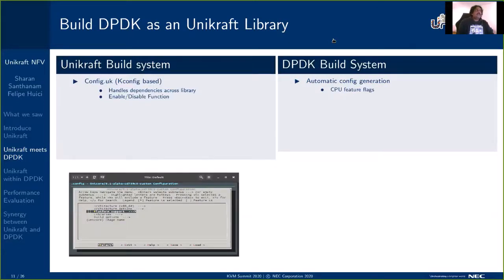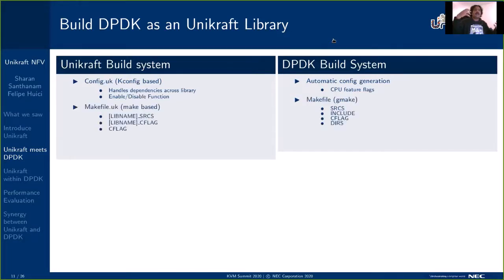So to make sure these build system compatibilities are matched, we first compare and contrast the two build systems. The Unikraft build system is kconfig based, whereas the DPDK build system has some autoconfig generation happening. Also, the Unikraft build system has specific library and variable naming conventions, and DPDK has a similar naming convention, which needs to be translated from one to the other.